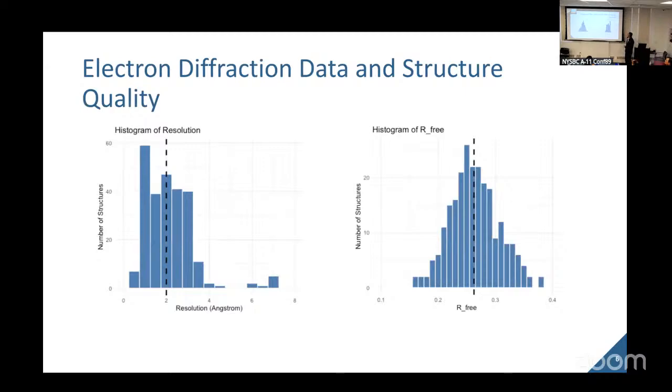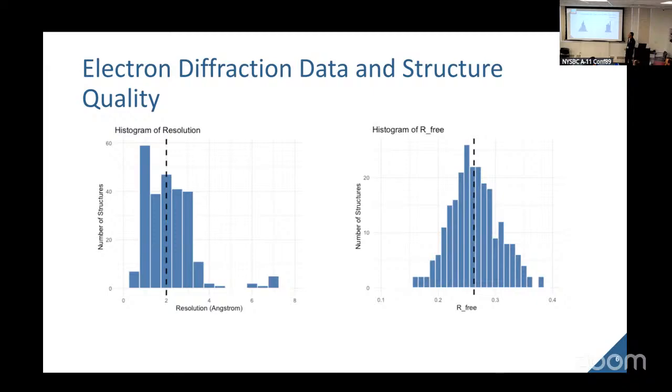Then what about the electron diffraction data and structure quality in comparison to the X-rays? Here's a histogram of resolution of all these electron diffraction structures, and the median is 1 Å, which is almost exactly the median of X-ray structures. Although you do see some low resolution structures, most of them are from 2D EC.